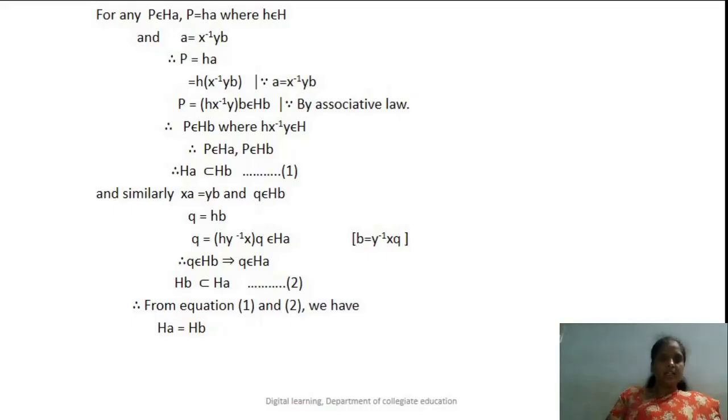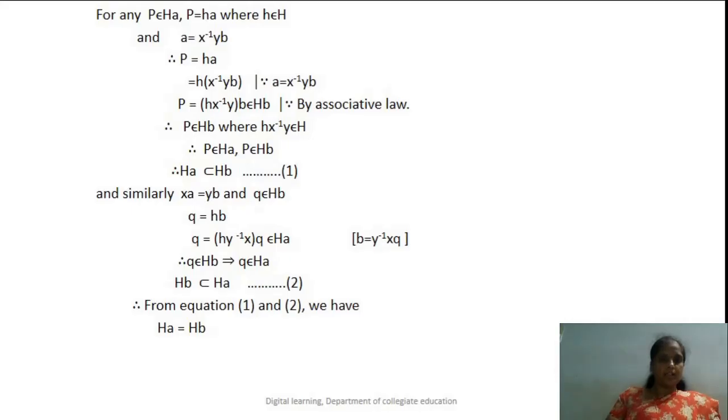Similarly, xa is equal to yb. So taking xa is equal to yb and q belongs to Hb. Firstly, we got it for p is equal to ha, p belonging to Ha. Next, we are taking q belongs to Hb, and similarly we are going to prove it. For equation number 1, we got p is equal to ha. For equation number 2, we are taking q is equal to hb. So a similar operation: h as it is, and b we are taking as y inverse into x, as we took the value of a as x inverse yb.